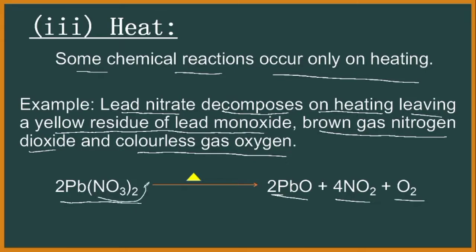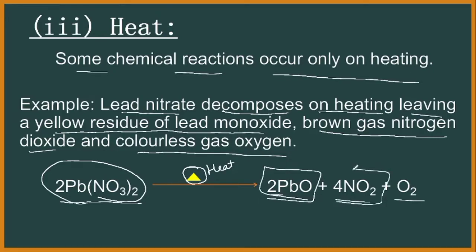So this is lead nitrate on heating. Look here, above the arrow we have indicated a triangle symbol. This symbol indicates heating. The reactants are heated, and on heating it produces lead oxide, nitrogen dioxide, which is a brown gas, and a colorless gas, oxygen. Now I will tell you one thing, an extra piece of information at this stage.